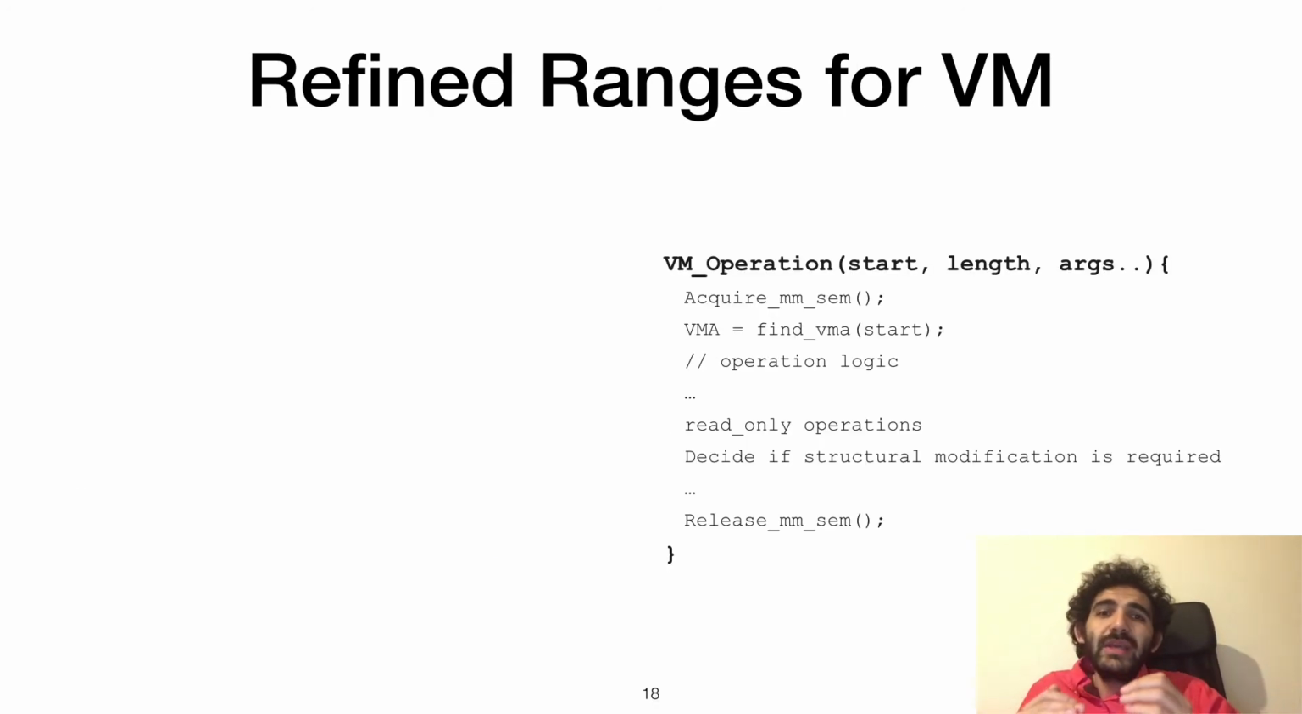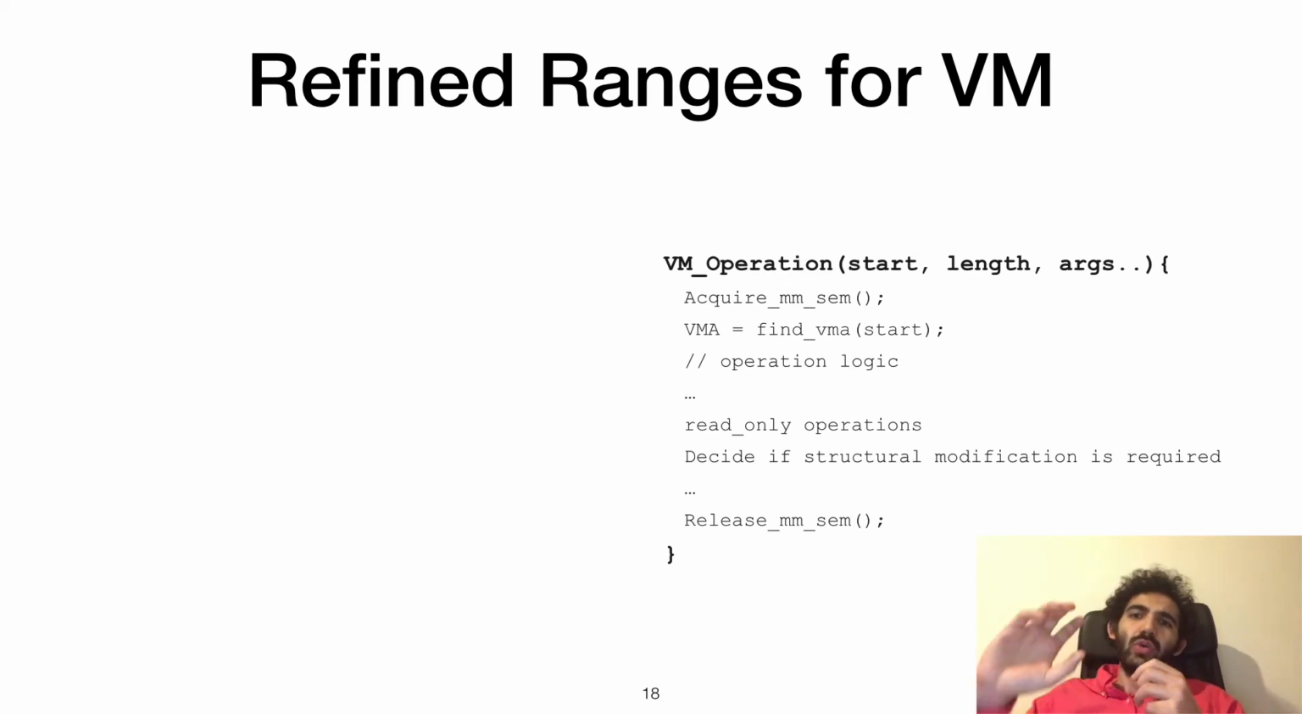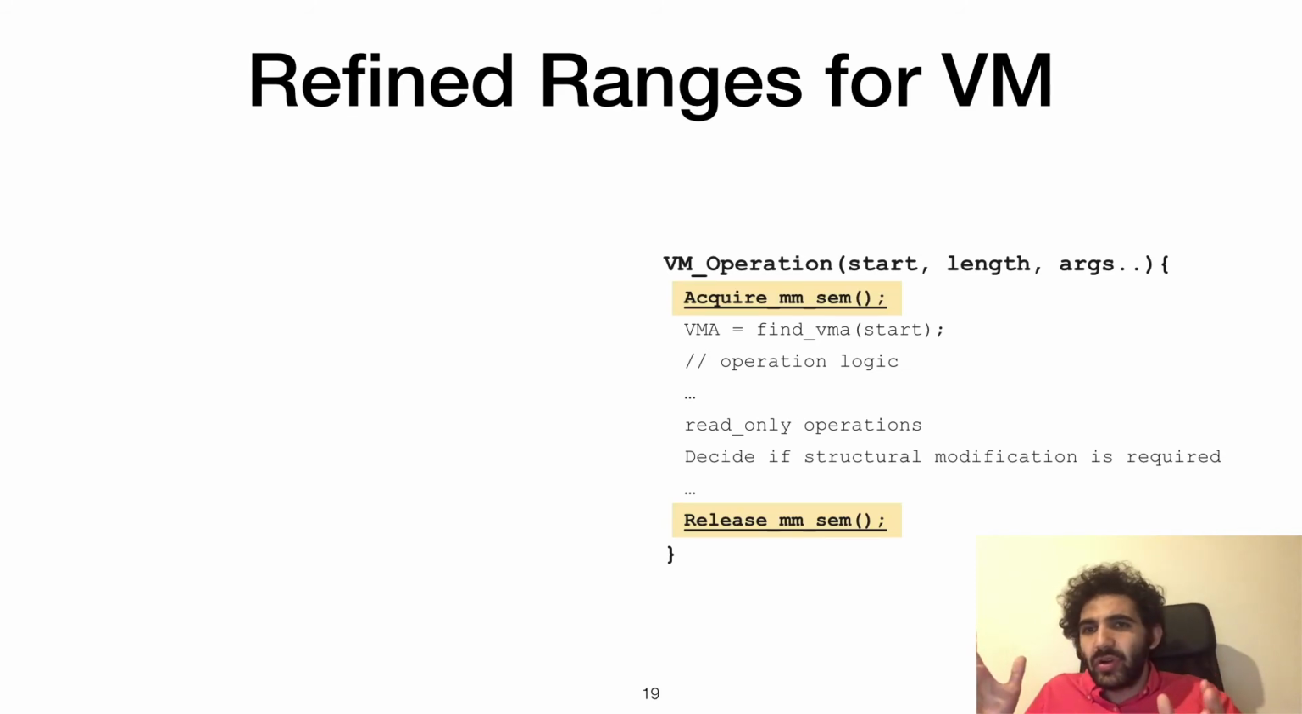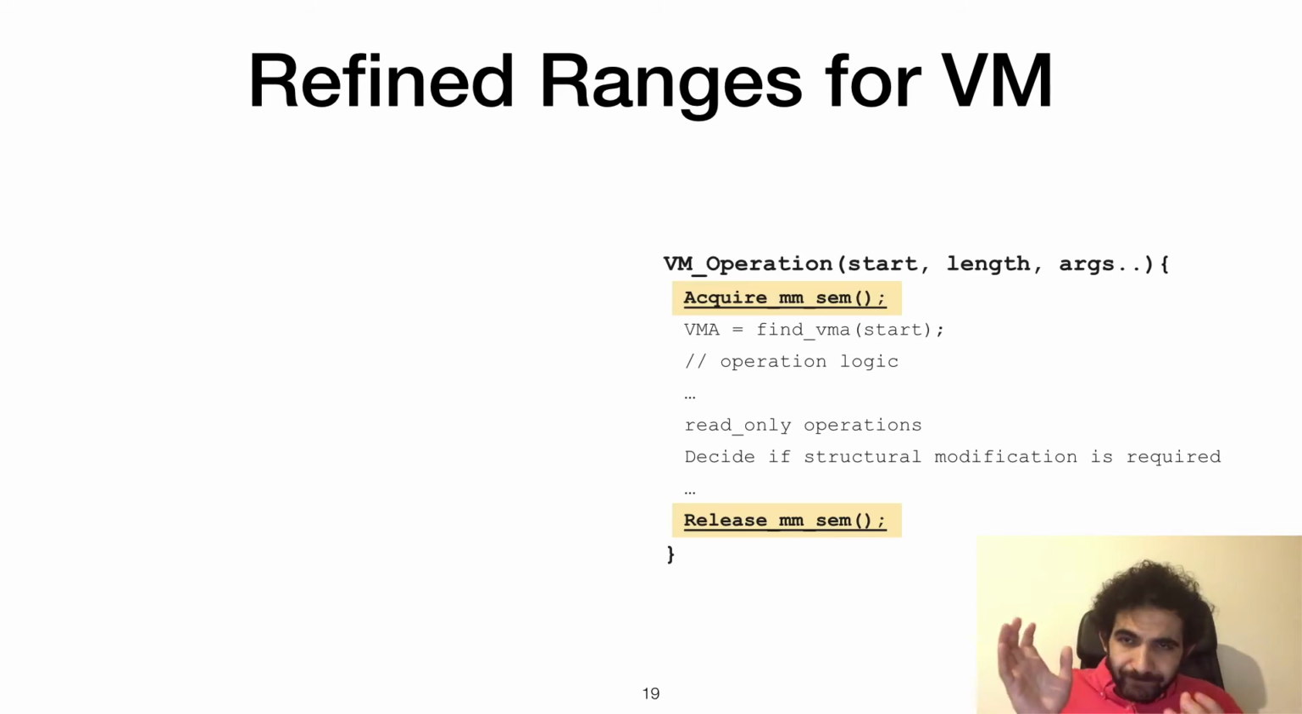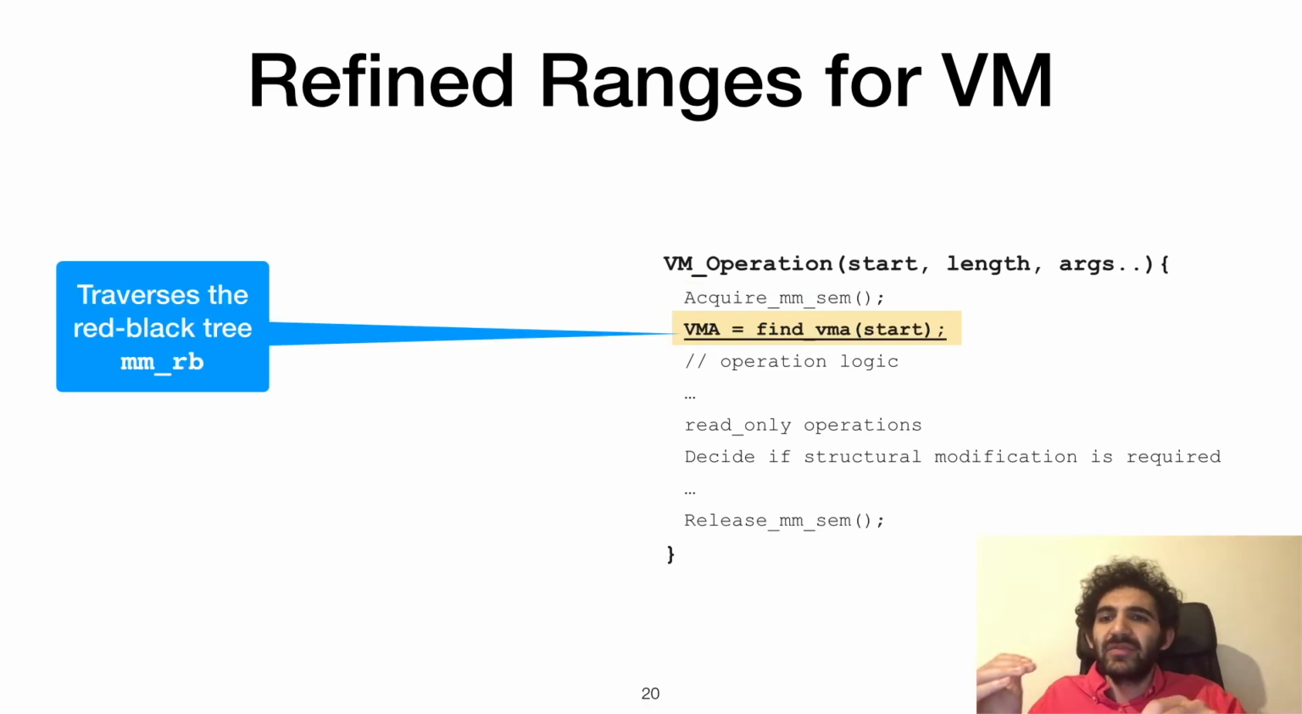To show how we managed to refine the ranges inside the virtual memory, I'm going now to explain briefly our speculative approach. What I'm showing here is a pseudocode for the skeleton of most VM operations. They are protected by a read-write semaphore that synchronizes the access to the whole address space. They start with the find VMA call, which traverses the red-black tree to find which VMA their address or region of interest lies within. Then the logic of the operation follows on.